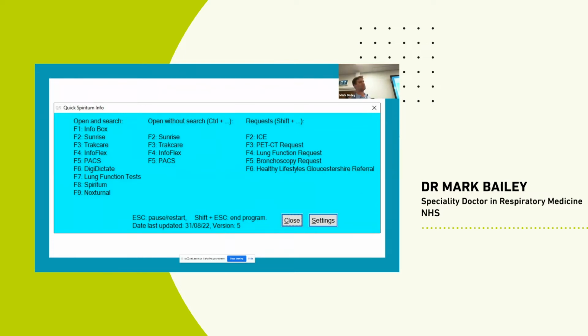So F2 opens up Sunrise. Sunrise is the electronic patient record system. This is where all your health records are going to be stored. It's like a GP system. Track care is where your bed status is, where in the hospital. Infoflex is letters, PACS is imaging, and dictating and so on. So all these systems you can connect to.